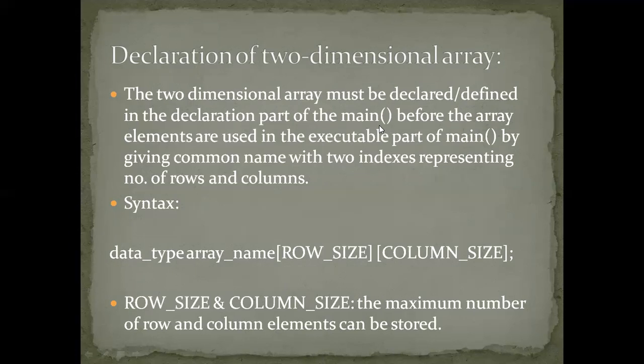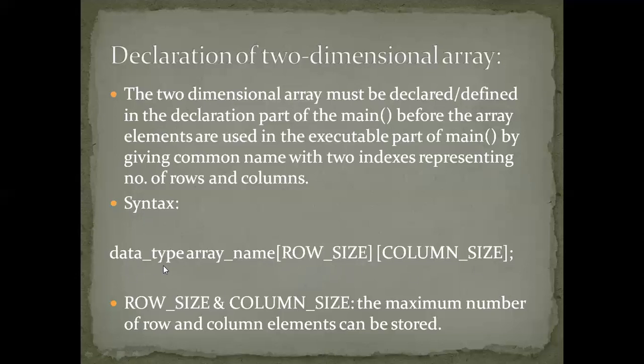How we can declare the two-dimensional array, we have seen in the previous class, that is the structure of a C program. Within the main function, whatever variables we are going to use in the executable part, we are supposed to declare and define in the declaration part of the main function. Remember? Okay, fine. So next, move on to the syntax. What is the syntax of the declaration of a two-dimensional array? Data type, array name, row size, column size.